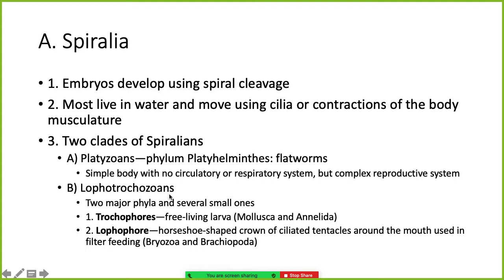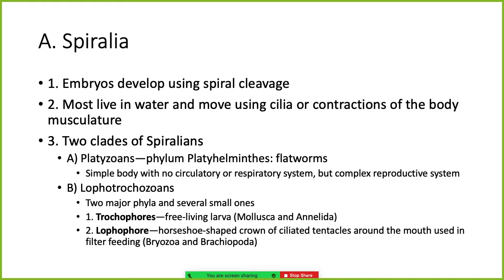The Lophotrochozoans are made up of 2 major phyla and several smaller ones, but the ones that we're going to really discuss are the trochophores, which is just a special type of free-living larva. We find them in the phylum Mollusca and Annelids. I'm not sure if we'll get to Mollusca. Mollusca is a really, really big section.